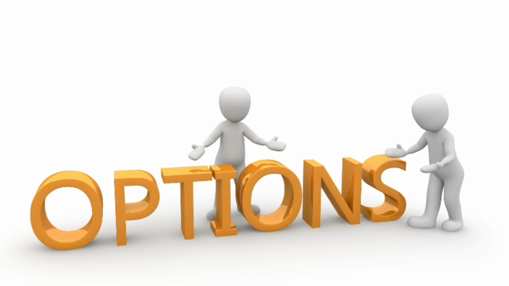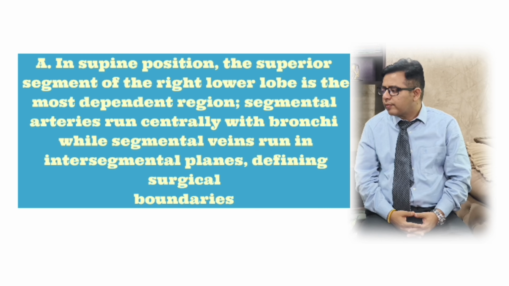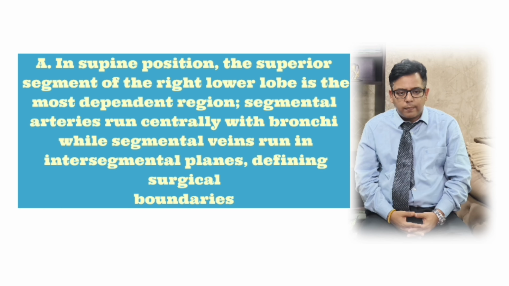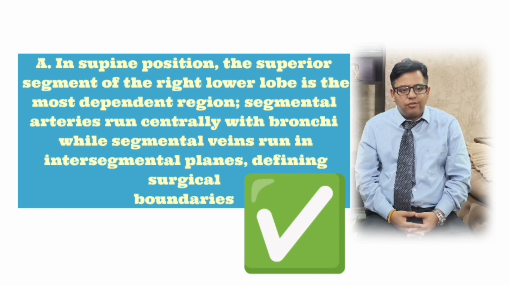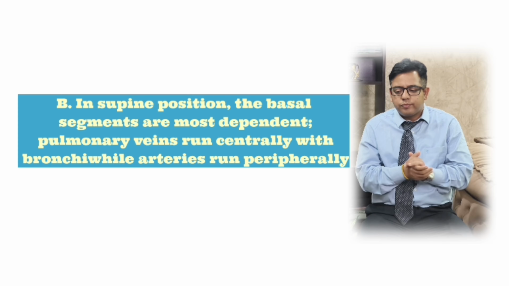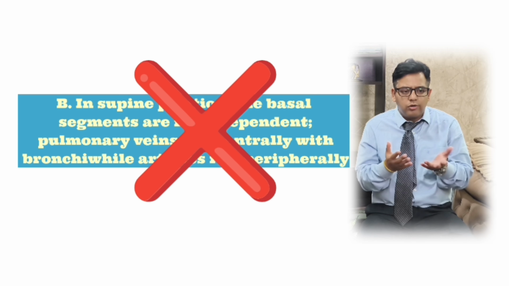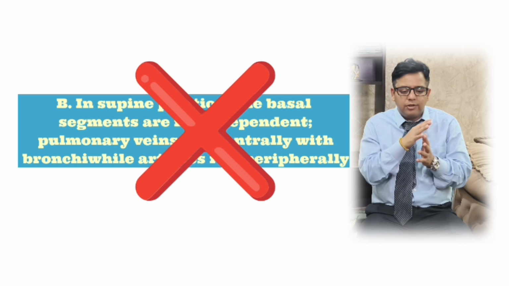Now coming to the option exclusion. Option A. In supine position, the superior segment of right lower lobe is the most dependent region. Segmental arteries run centrally with bronchi, while segmental veins run in intersegmental planes, defining surgical boundaries. As discussed, this is the right option. Option B. In supine position, the basal segments are most dependent. Pulmonary veins run centrally with bronchi, while arteries run peripherally. This is the wrong statement, as we know that arteries are running centrally and veins are running intersegmentally.